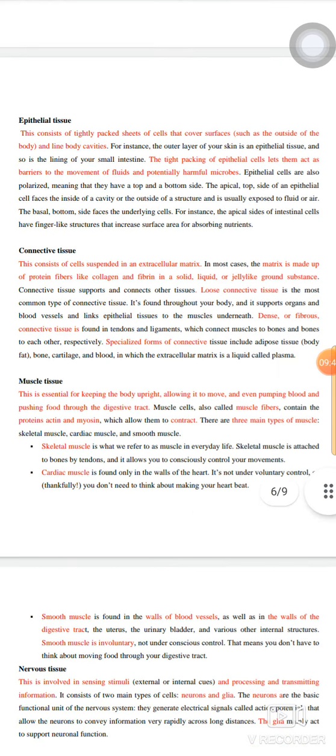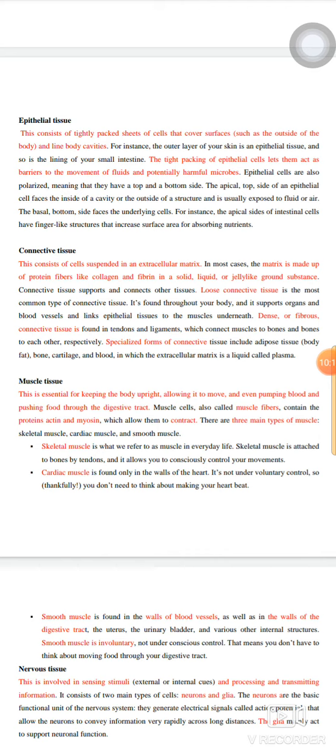Then we talk about the connective tissue. When discussing this, I expect you to discuss in detail. So you can tell me that this connective tissue is divided into three types. You have the loose connective tissue, which is the most common type of connective tissue found throughout our body. It supports organs and blood vessels. We have the dense or fibrous connective tissue, which is found in tendons and ligaments. We also have the specialized forms of connective tissue, which include the adipose tissue.